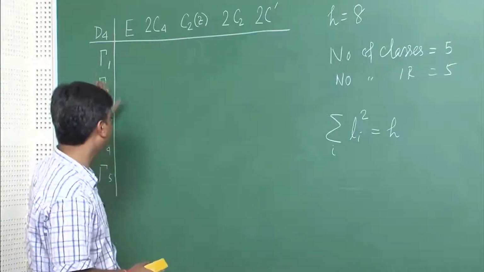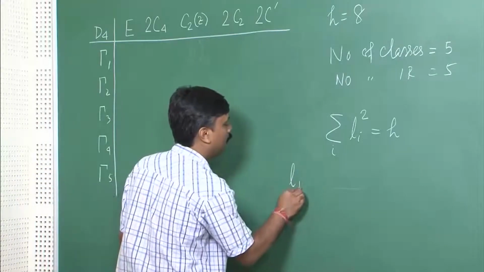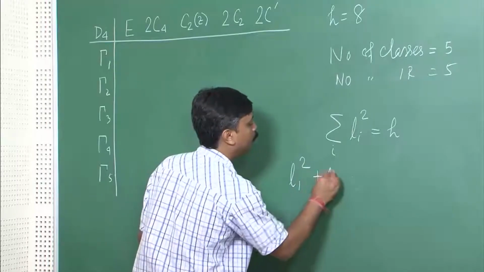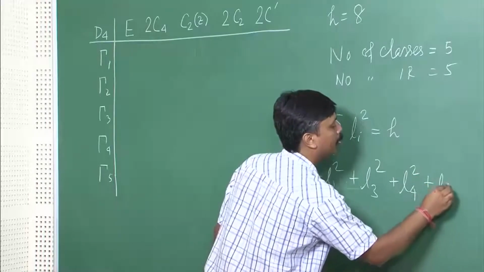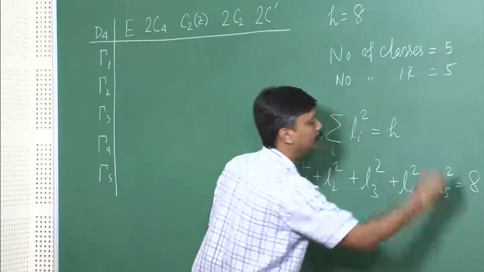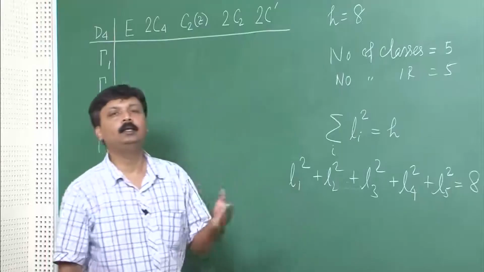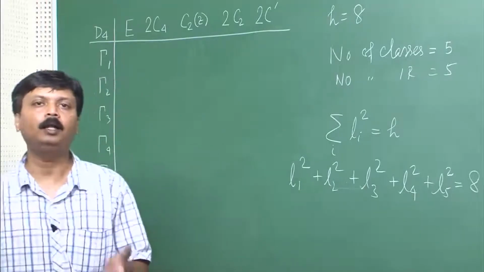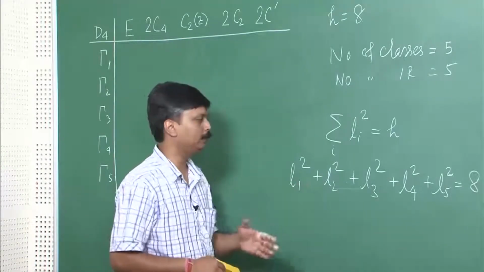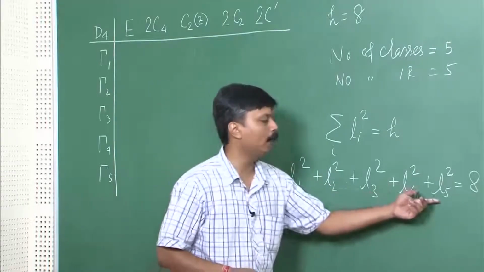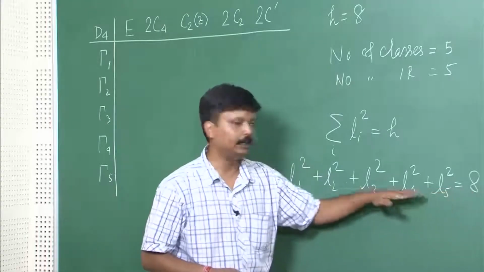In our case we have 5 different irreducible representations. So, l1, l2, l3, l4, l5 squared sum to 8. That is our equation. So, what are the different ways I can form this? Remember, l has to be positive and greater than 0 for sure. So, l cannot be 0. If I assign all of them as 1, then I have 5, which is less than 8. So, that is not a solution.